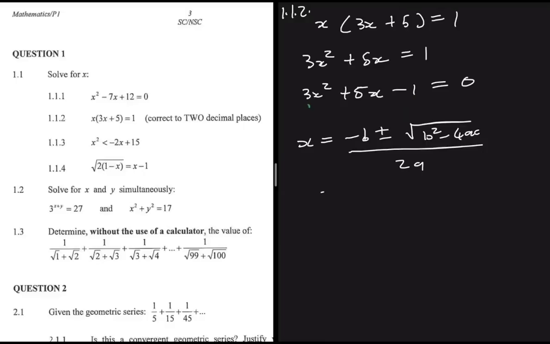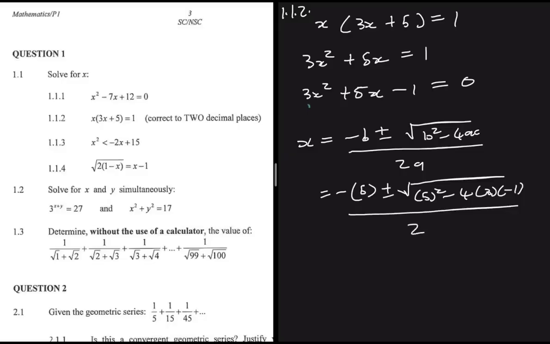And then if we substitute, in place of minus b we have minus 5, and then plus or minus the square root of b squared. So we're going to have 5 squared minus 4ac. a is 3 and c is minus 1. Everything divided by 2a, a is 3, right? So x will be equal to, one value you're going to get 0.18, and the other value you're going to get x being equal to minus 1.85. And just like that, we've solved for x using the quadratic formula.